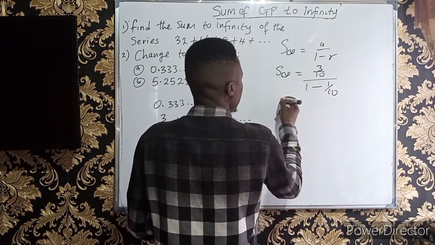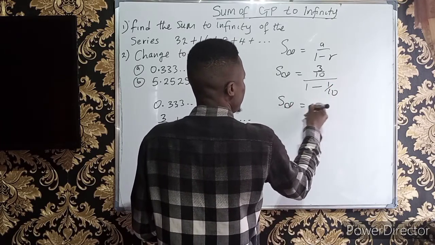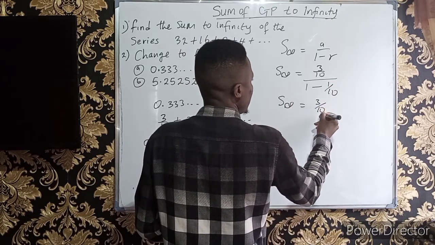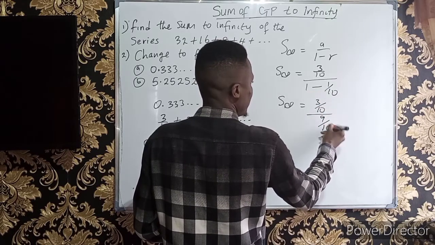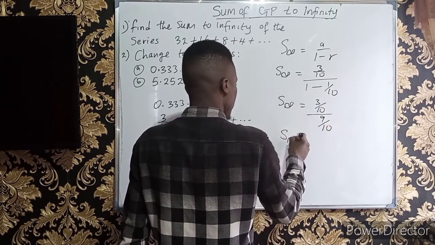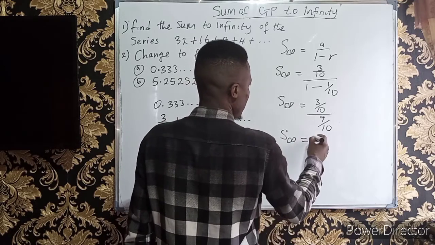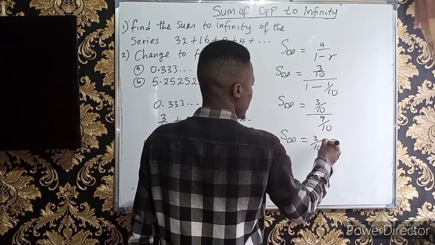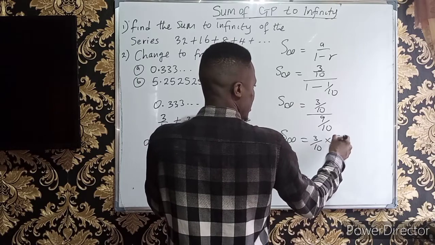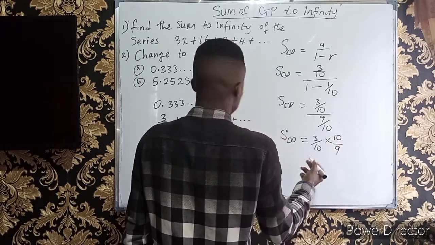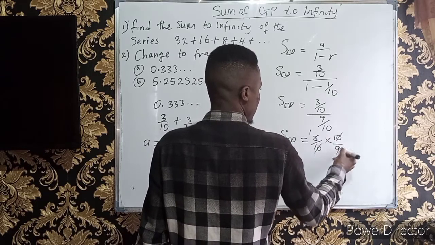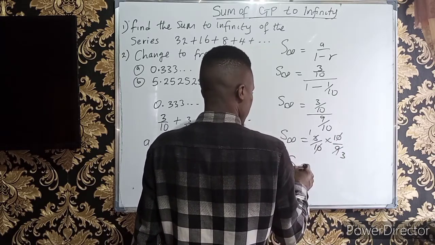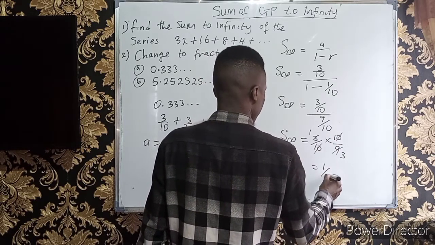So sum to infinity will give us 3 over 10 over 1 minus 1 over 10, which is just 9 over 10. So finally, sum to infinity of this GP will be 3 over 10, I'll change division to times, turn upside down, 10 all over 9. Okay, 0 will cancel 0, 3 here is 1, 3 here is 3. So the sum to infinity is giving us 1 over 3.